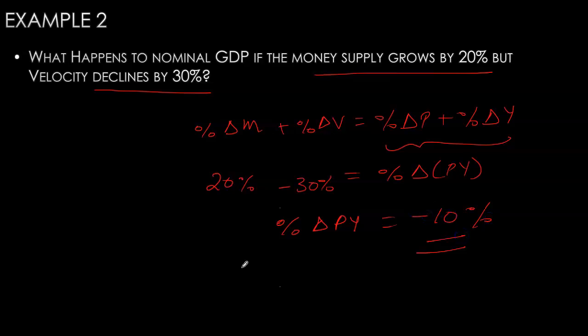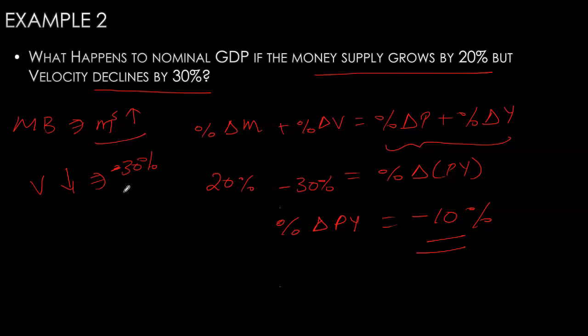And this is a very interesting outcome, and you can apply it to a real world situation. Imagine a situation in which your central bank is injecting huge amounts of money into the financial system by conducting large quantitative easing programs. So they are increasing the monetary base, causing the money supply to increase, and it's in fact increasing by 20%. However, if people are not spending that money, or if financial institutions are not spending that money that is being injected into the financial system, then velocity is actually declining, and in this case it is declining by 30%.